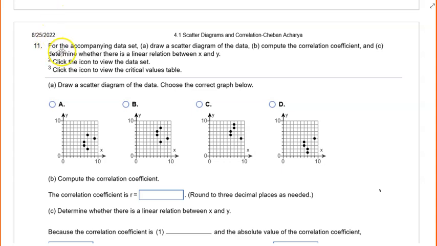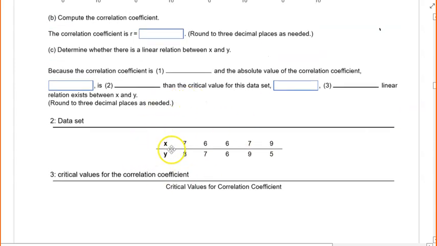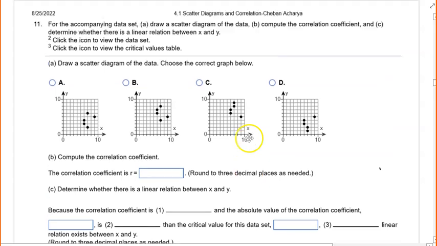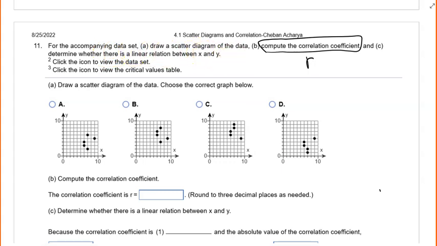Question number 11. For the accompanying data set, which has an x variable and a y variable, draw a scatter diagram of the data. Okay, first part of the question. Part B, compute the correlation coefficient, which is called R. And part C, determine whether there is a linear relationship between x and y. There are three parts of the question: draw the scatter diagram, compute the correlation coefficient, which is R, and determine whether there is a linear relationship between x and y or not.